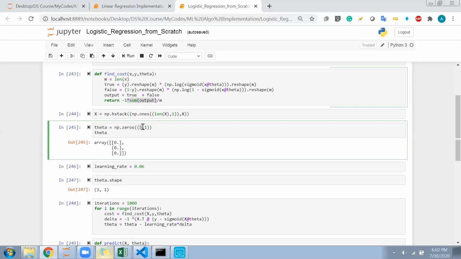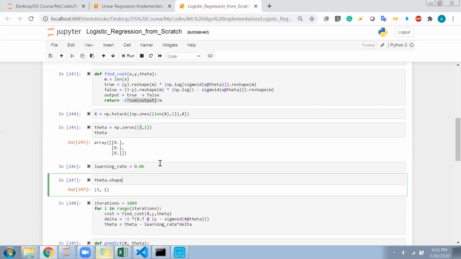And theta I have defined as 3 into 1. Why have I defined 3 into 1? Because the number of features is 2, and 1 will be used for the bias. Now I have defined the learning rate, and the theta shape is 3 into 1.